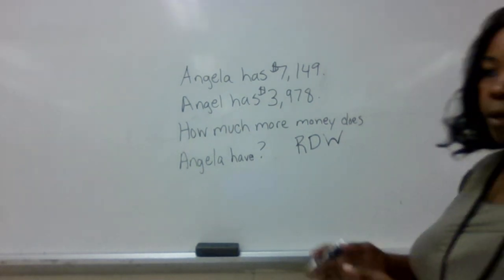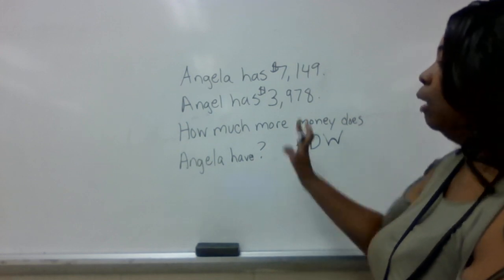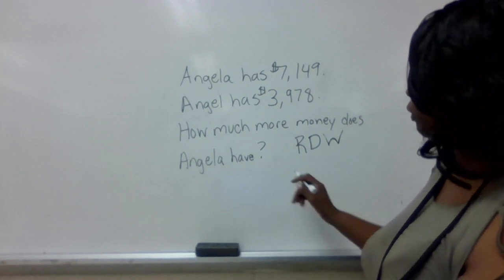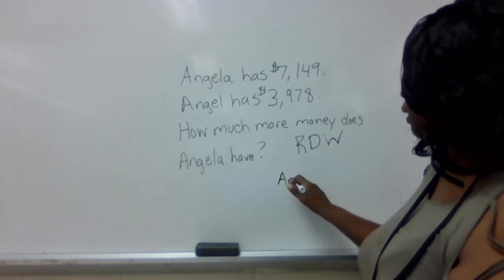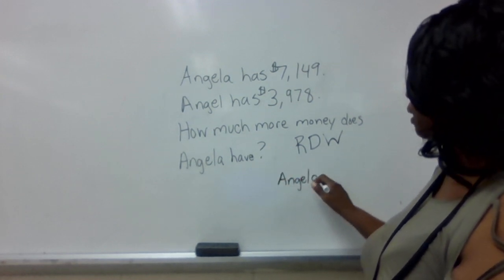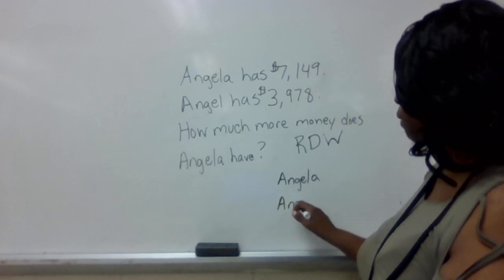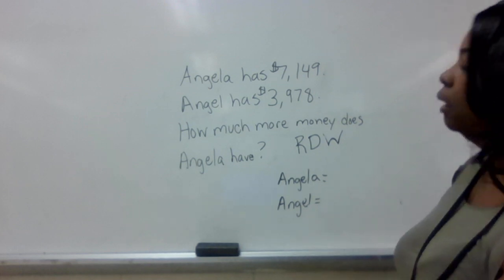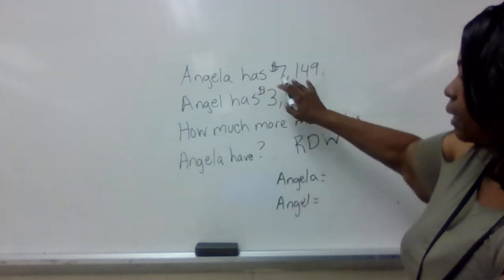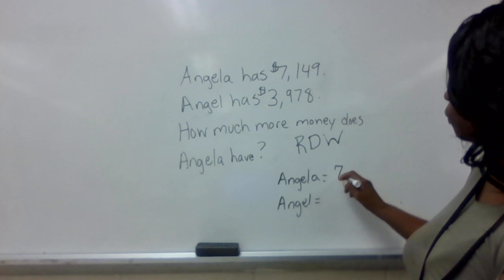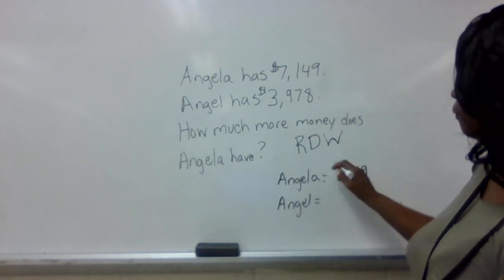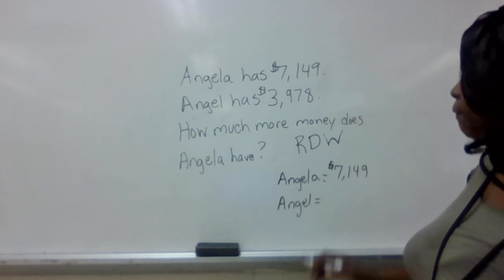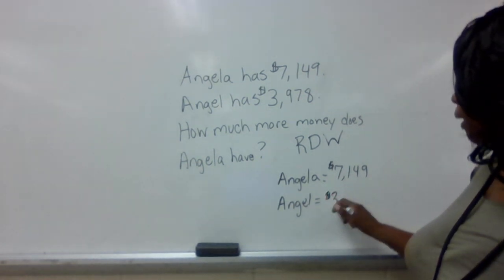Now we get ready to draw. That means we get ready to label what the problem is telling us. So first I'm going to do Angela, because the only thing that is different is the last initial. So we're just going to write out Angela and Angel. Put a little equal sign. Read the first sentence. Angela has $7,149. So that's what I'm going to write. Second sentence. Angel has $3,978. So I'm going to write that.